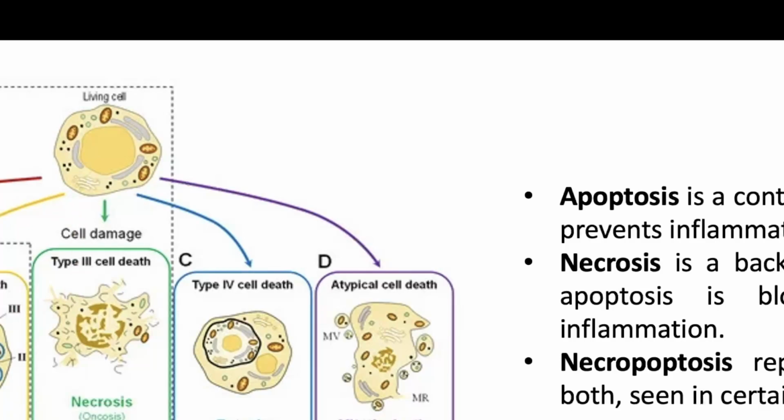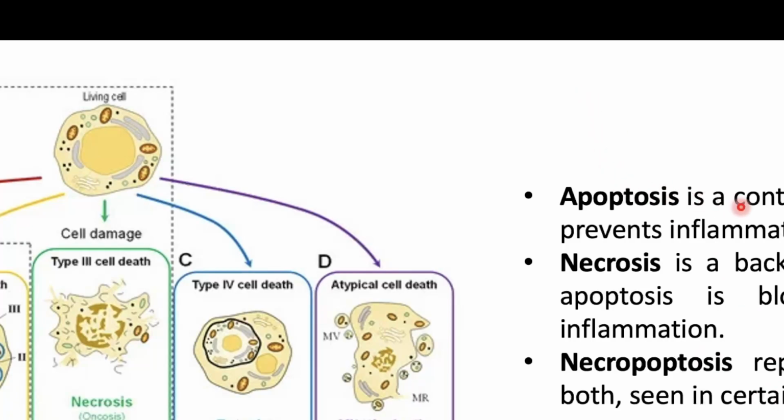Then there is another type of cell death which is called autophagy. Now autophagy is also one form of the cell death which can be further divided into macrophagy, microphagy, autophagosome formation, and autophagosome lysosome formation. Then there is necrosis, the cell death associated with inflammation and cell damage, and there are other forms of cell death.